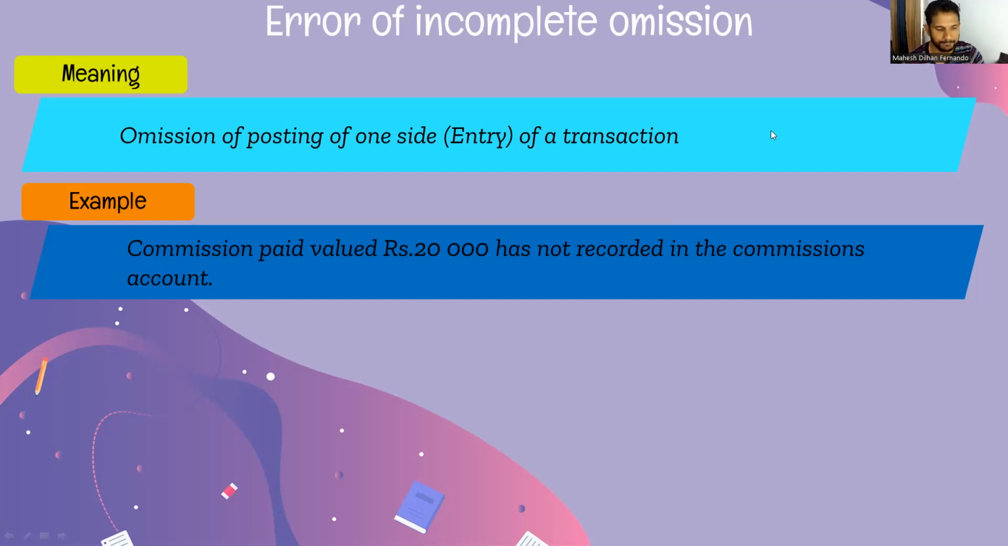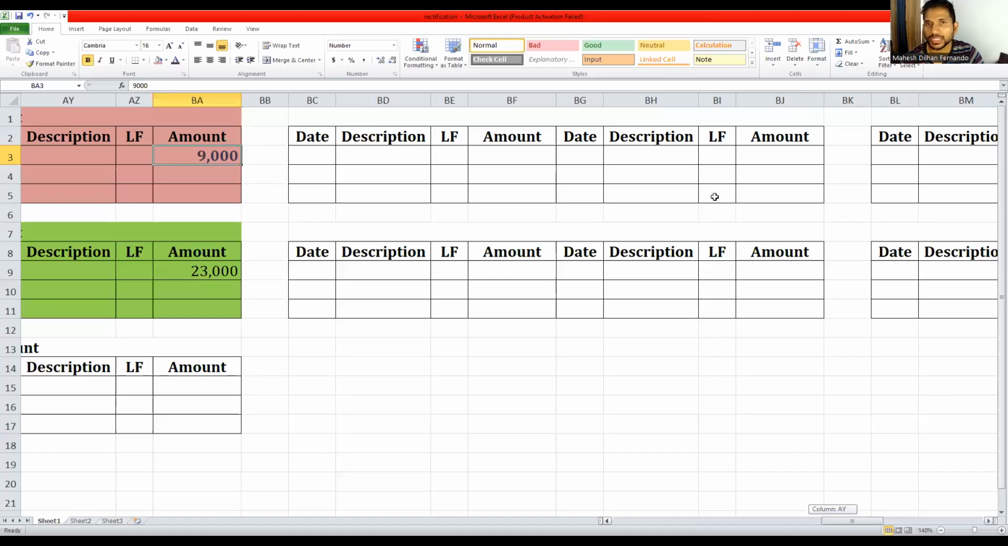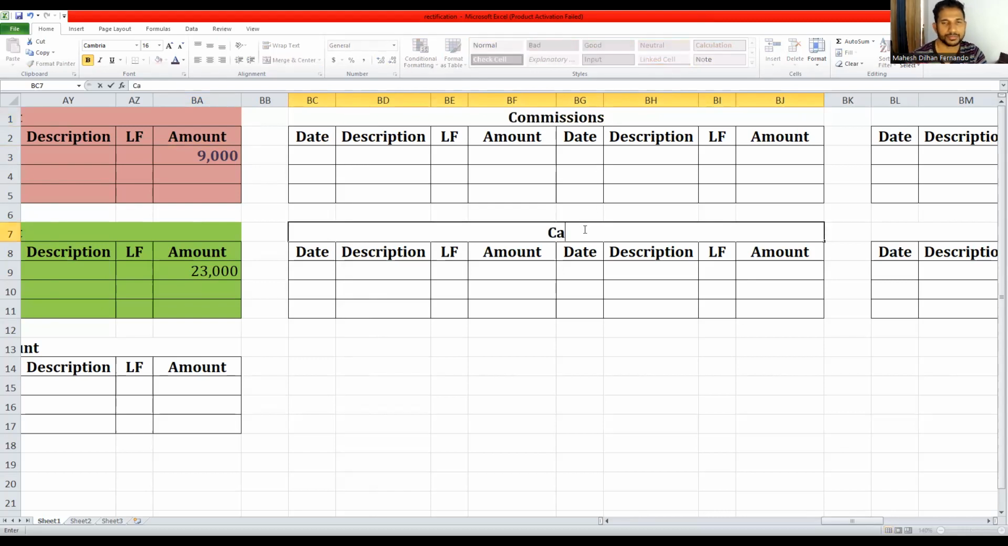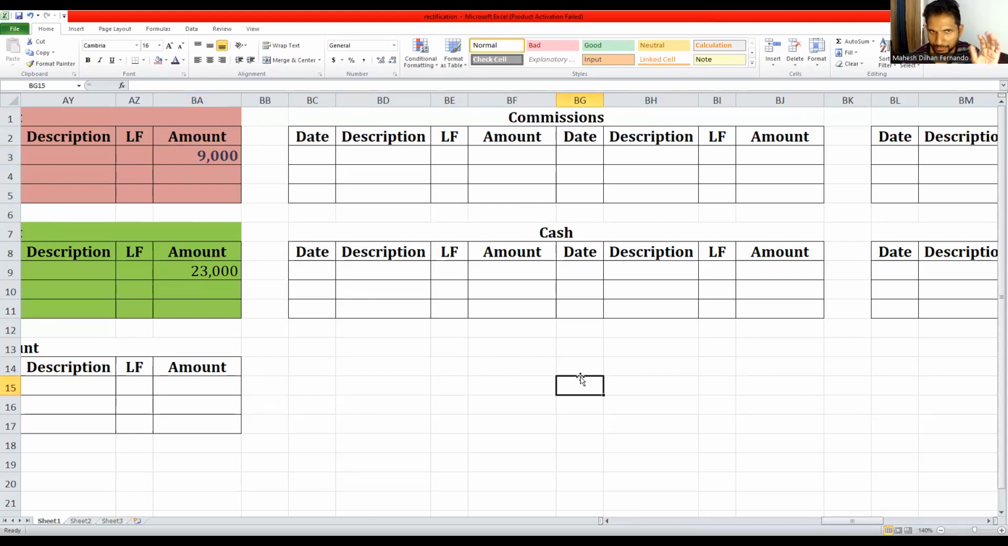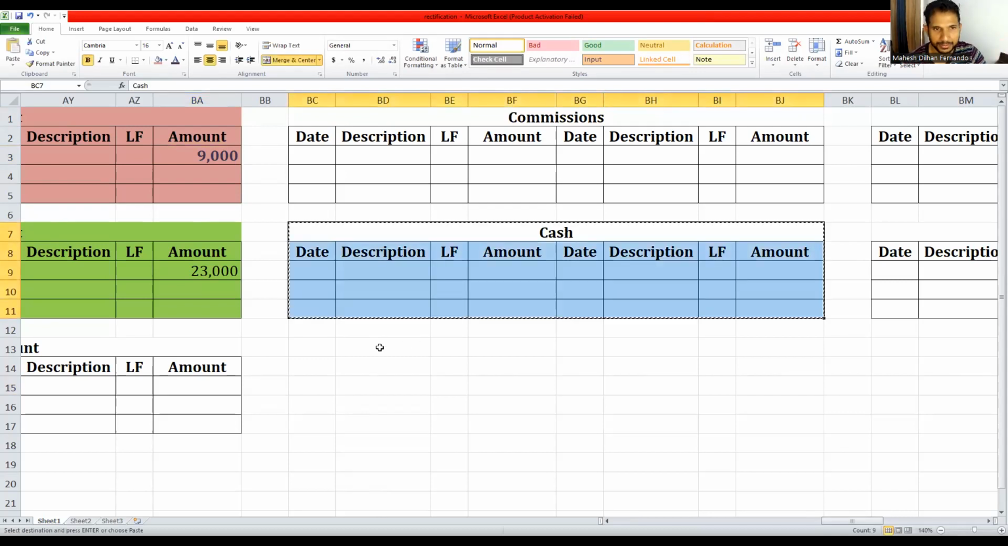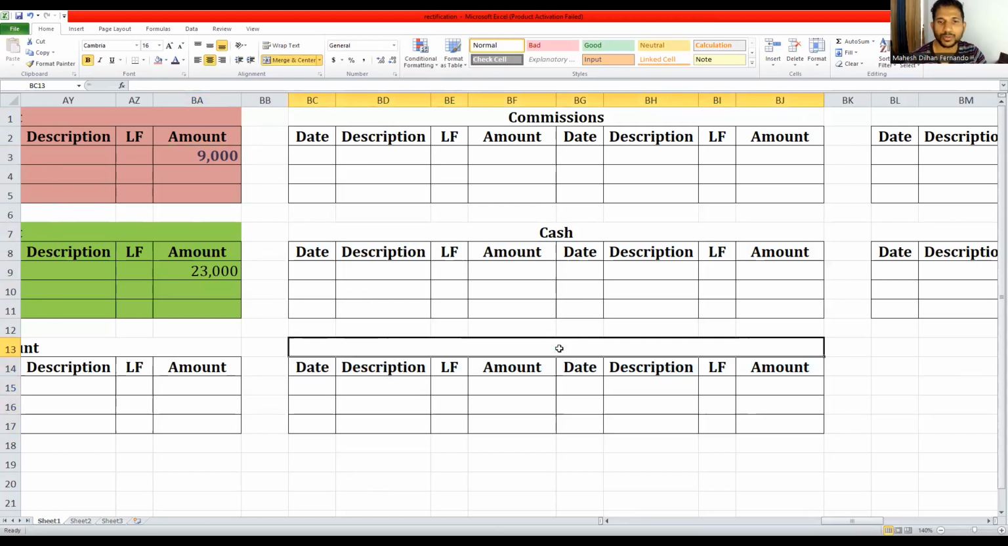Okay. Good. Let's move to the situation. What is the error? Commissions paid 20,000 has not been recorded in the commissions account. First, identify the required two accounts to record the commissions paid. We need the commissions account and the cash account. As the business has paid 20,000 for commission, it is correctly credited to the cash account. But the commissions account has not been debited.